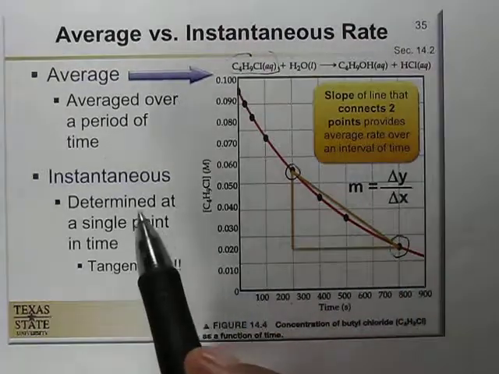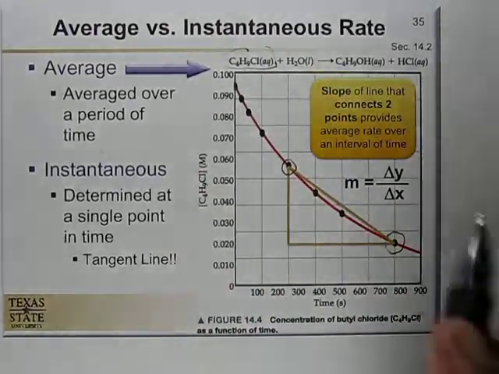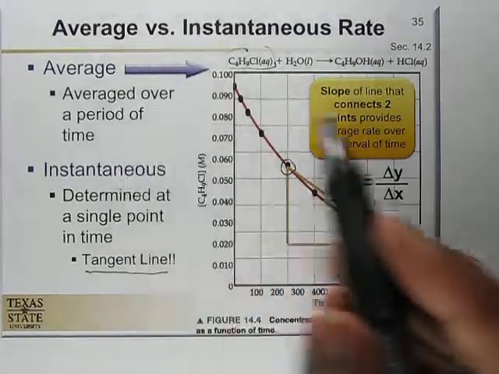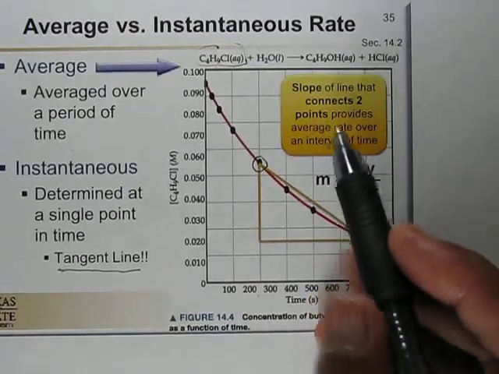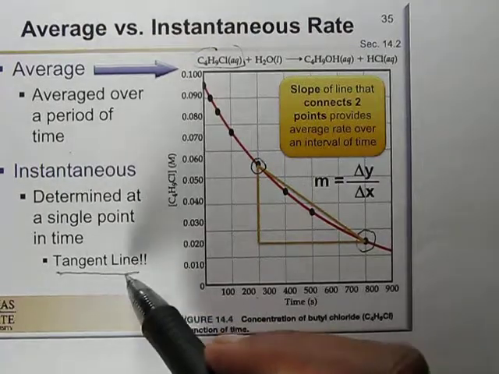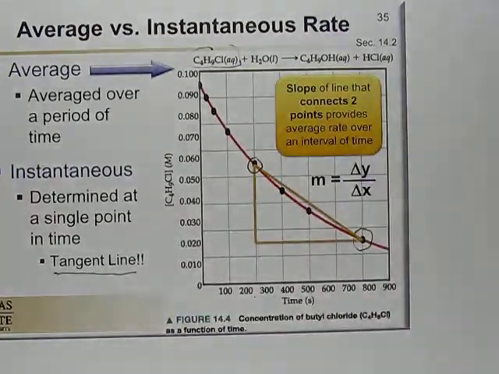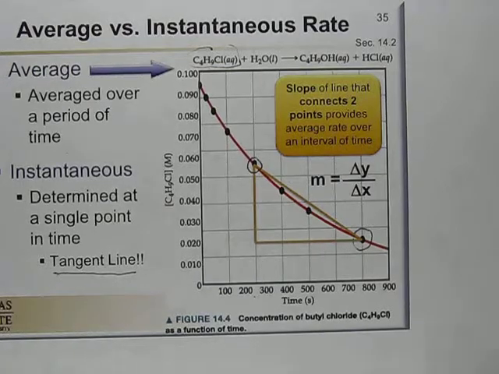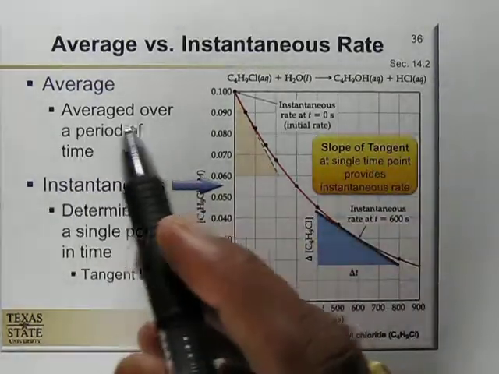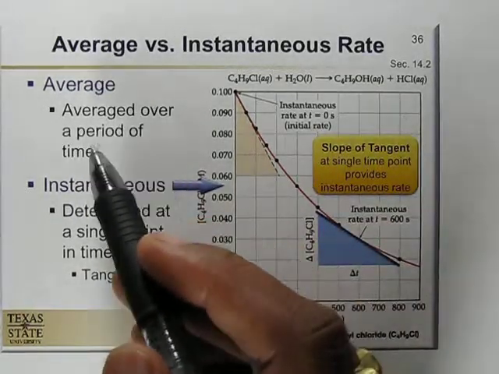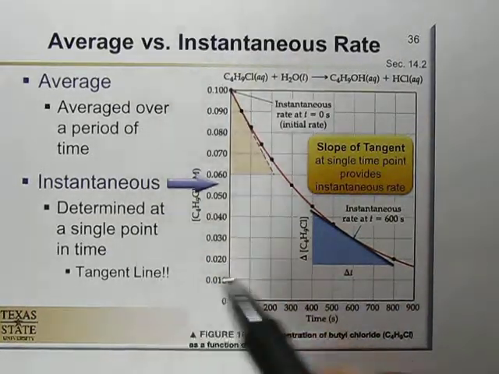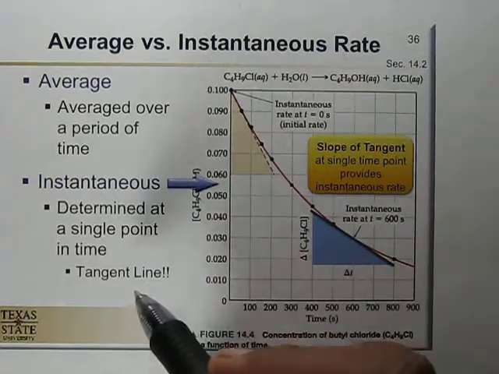And instantaneous rate is determined at a single point in time, and that is calculated through a tangent line. So average rate is calculated by making a slope between the 2 points, and instantaneous rate we calculate by drawing a tangent line. We'll see one example after this. Once again, average rate is over a period of time, and instantaneous rate is determined at a single point, using a tangent line.